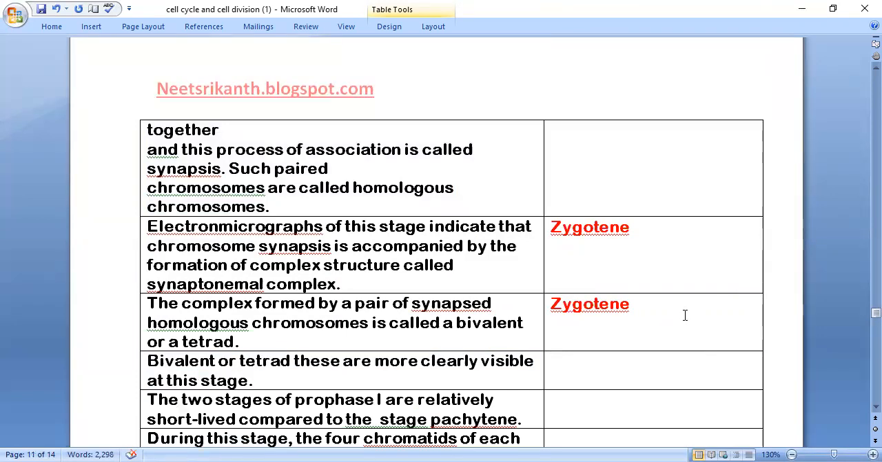In zygotene, bivalents or tetrads are not clearly visible at this stage. Bivalents or tetrads are more clearly visible at pachytene. The two stages of prophase 1, leptotene and zygotene, are relatively short-lived compared to the stage pachytene.